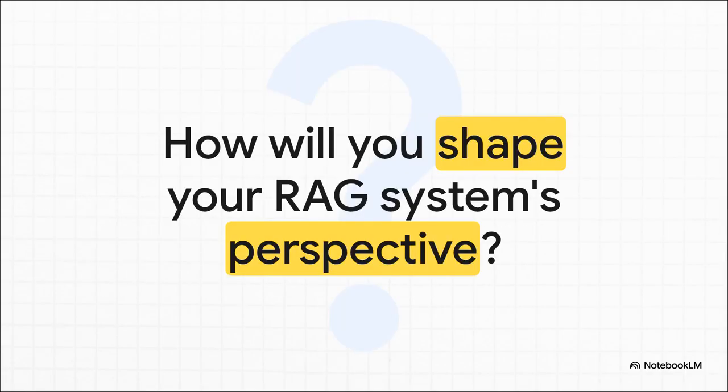So I want to leave you with this one last thought. Chunking isn't just some boring technical step in a pipeline. It's how you define reality for your AI. The way you decide to chop up a document fundamentally shapes how your RAG system sees and understands the world. So the real question for you is, how are you going to shape its perspective?